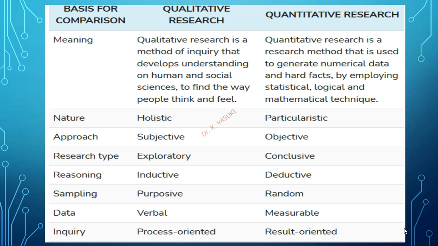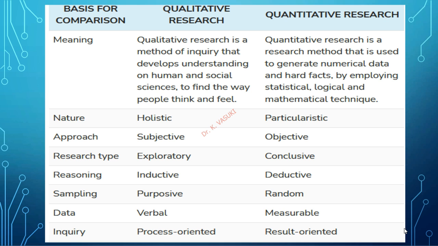Whereas quantitative research is opposite to qualitative research. Here, the collected information should be assigned a numerical value. Quantitative research is another kind of research design that is used to generate numerical values and hard facts, because whatever information we collect is assigned a number. Based on the values, we measure it with statistical or mathematical techniques.